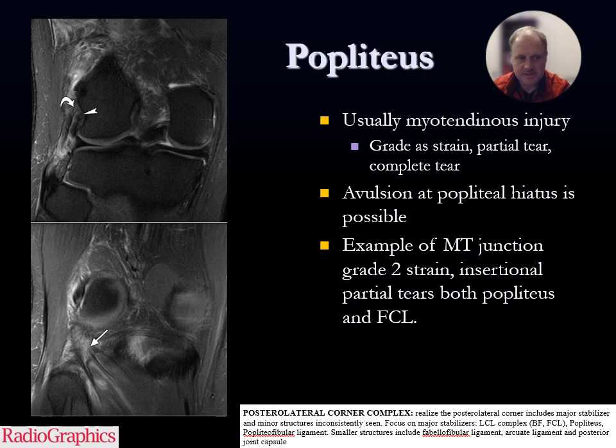The popliteus itself, if it's injured, is typically a myotendinous injury. For myotendinous injuries, we can grade those as strains, partial tears, or complete tears. You can have avulsion injuries from that popliteal hiatus, which is in this location.